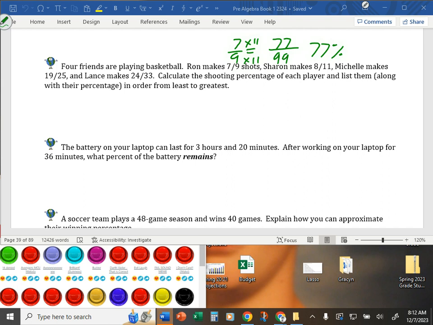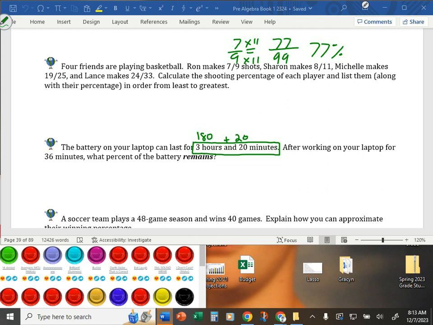The next one, the battery on your laptop can last for 3 hours and 20 minutes. After working on your laptop for 36 minutes, what percent of the battery remains? Now my recommendation for you is to convert 3 hours and 20 minutes into minutes. How many minutes is 3 hours and 20 minutes? Harrison? 3 hours, 180. It is. So 3 hours is 180 minutes plus another 20, a grand total of 200.